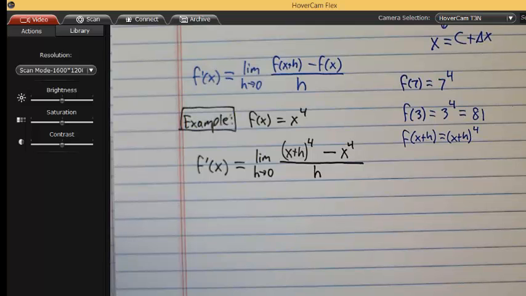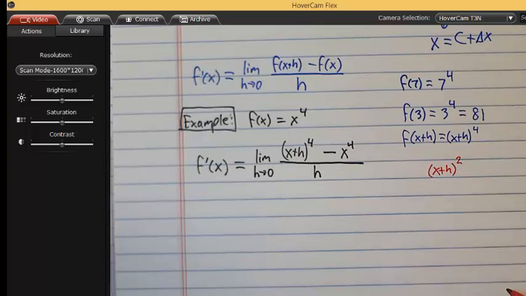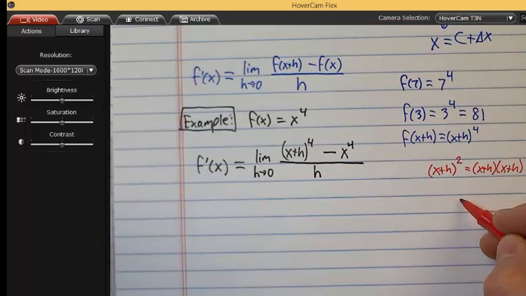How about if I gave you this one instead? X plus h squared. Do you guys know what that is? If you say x squared plus h squared, I'm going to be really ticked. This means x plus h times x plus h. So when you square a binomial, you get a trinomial. What do you get? X squared plus 2xh plus h squared. So that's x plus h squared.